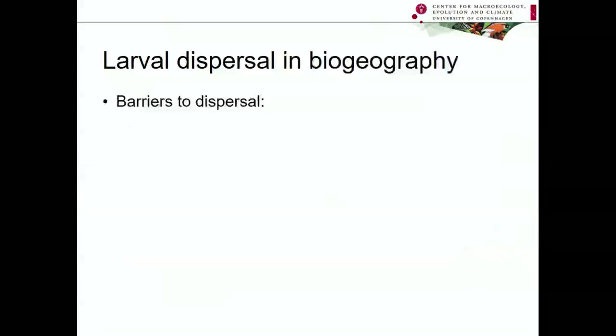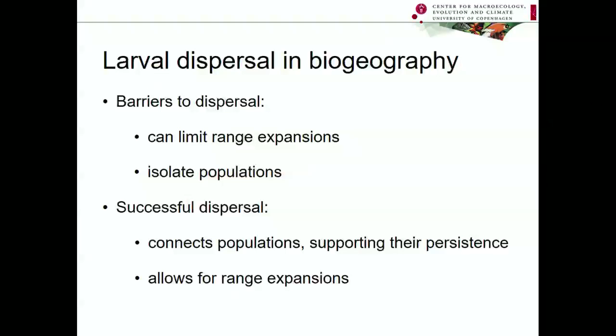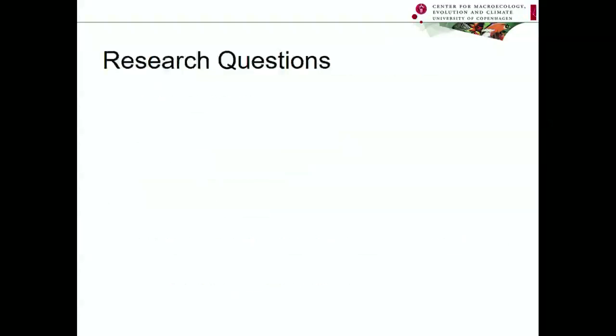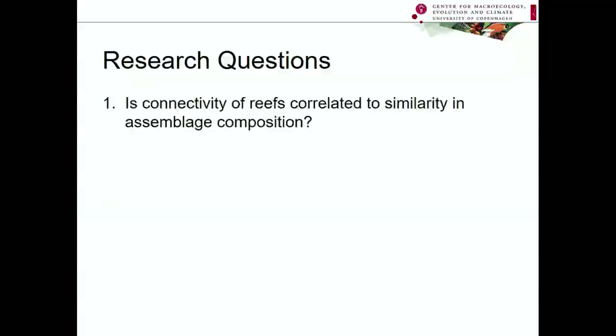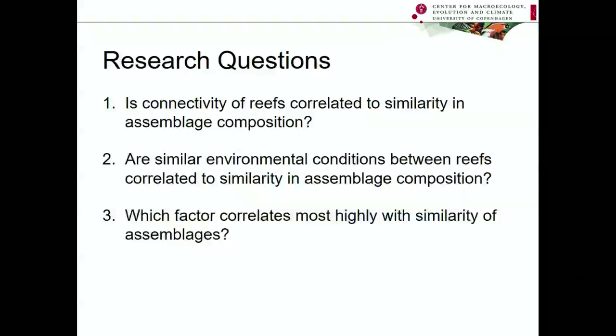And why might this be important in biogeography? Well, barriers to dispersal could limit range expansions and isolate populations. And successful dispersal connects populations, supporting their persistence, and allows for range expansions. So I had the following research questions. Is the connectivity of reefs correlated to the similarity in assemblage composition? Are similar environmental conditions between reefs correlated to similarity in assemblage composition? Which factor correlates most highly? And does scale have an influence?